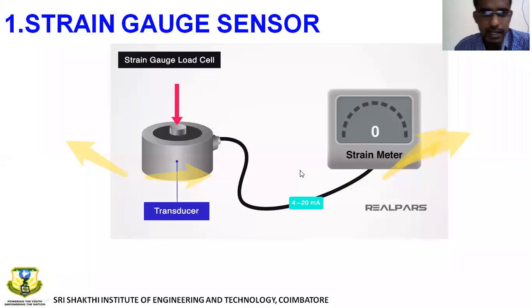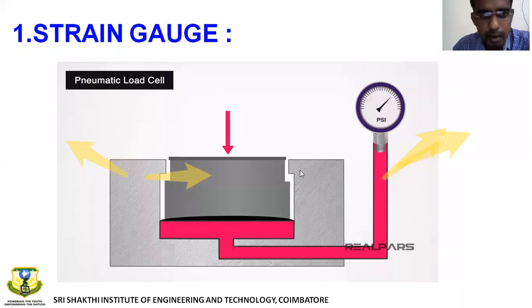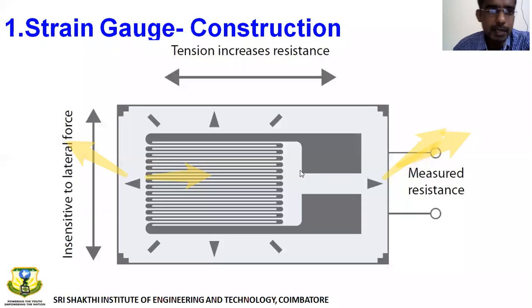So this is the same pneumatic mechatronics. This is basically a strain gauge. A strain gauge basically has a metallic foil. Foil means something like a spring arrangement. You can see the picture here. It is a metallic foil being arranged in this way, something like a spring kind of arrangement.